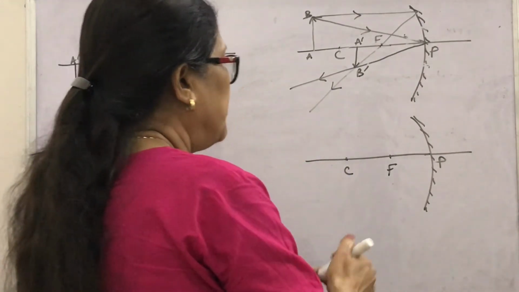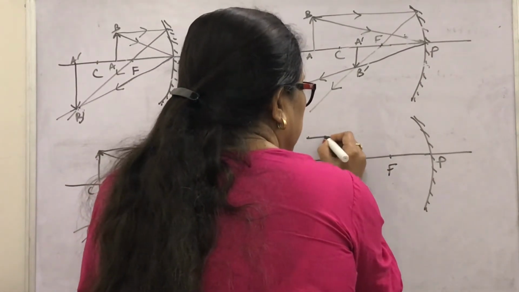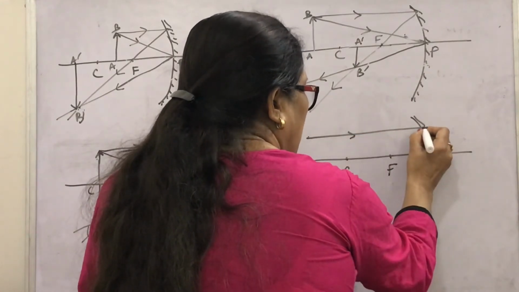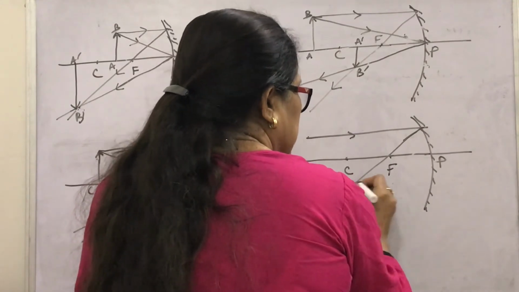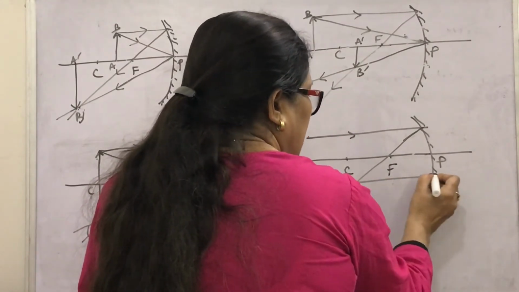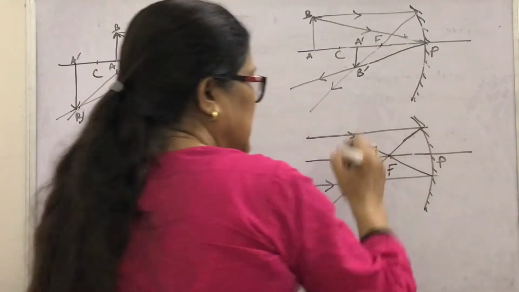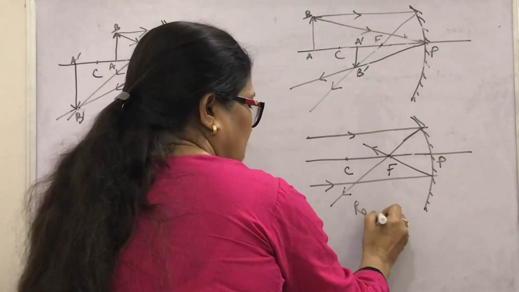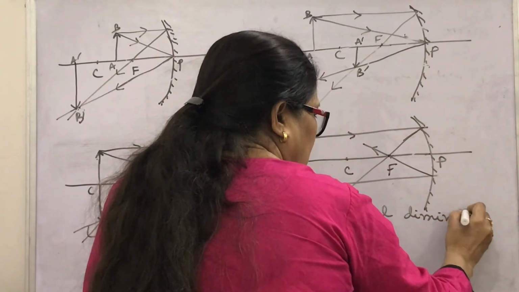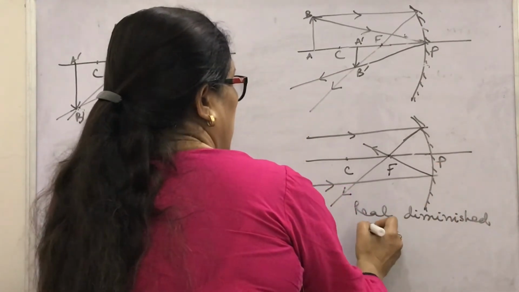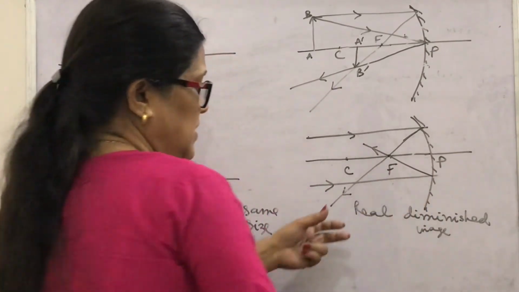So if the object is at infinity, the rays will come from infinity, and after reflection from the mirror they will pass through the focus. Again, this is the ray which is coming from infinity, and after the reflection through the mirror it will pass through the focus. So at the focus, a real, diminished image in front of the mirror is formed.